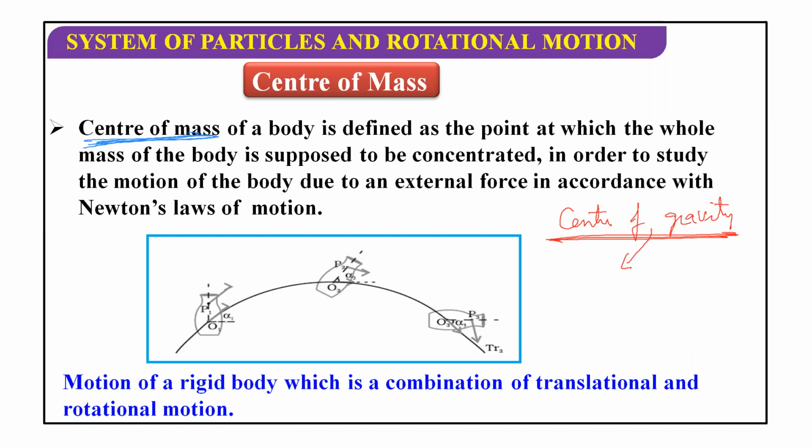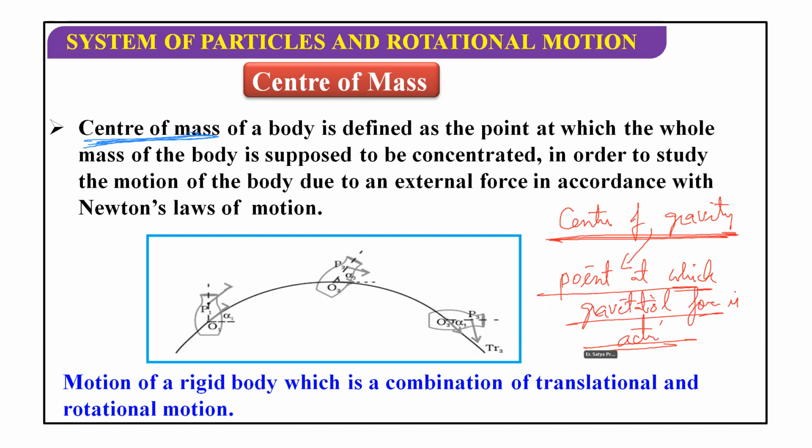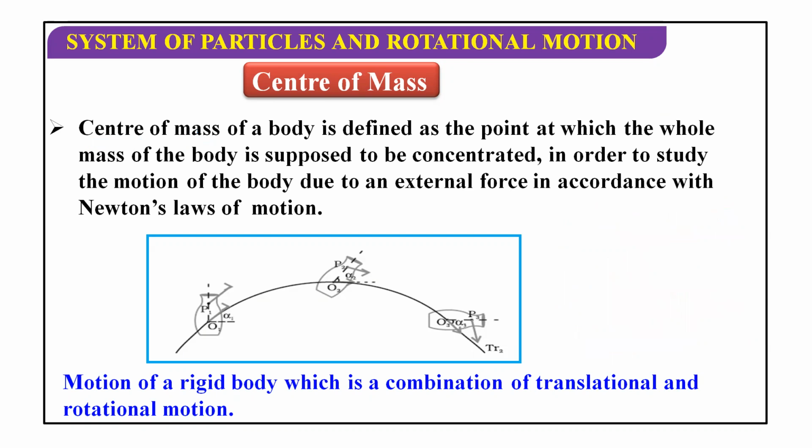Yes. So center of gravity, we can say, is the point at which gravitational force is acting. Now, the point at which gravitational force is acting can be a center of mass point also. It can be the center of mass, but not necessarily will it always be the same. So that's the point you have to understand. In which case will it be different?